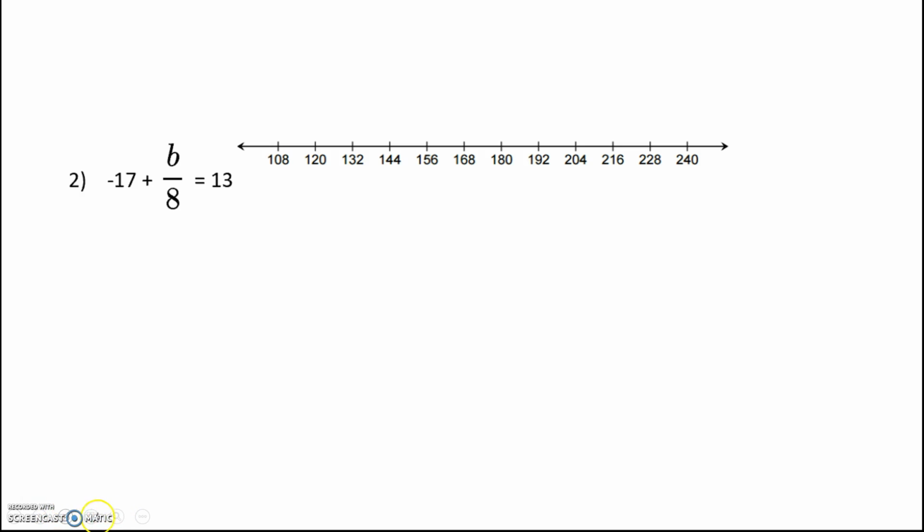All right, moving on to the second one. This one has the order a little bit different. Usually you guys are used to seeing our variable first, but it's not. That's okay, nothing changes, all right? So yet again, I'm going to circle my variable and whatever is stuck to it, and I'm going to get rid of everything else on that side of the equal sign, okay?